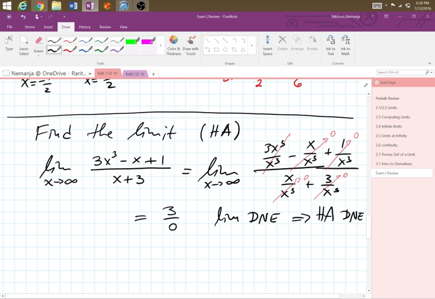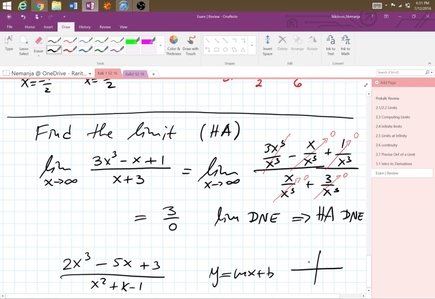So, a case, let's say (2x cubed minus 5x plus 3) divided by (x squared plus x minus 1). It's x cubed on top, x squared on the bottom. When you do the long division of polynomials, you will get the slant asymptote. And a slant asymptote is always y equals mx plus b, right? Because when you look at the lines, the horizontal asymptote is y equals a number, the vertical asymptote is x equals a number, and then you have a slant asymptote, which is y equals mx plus b.